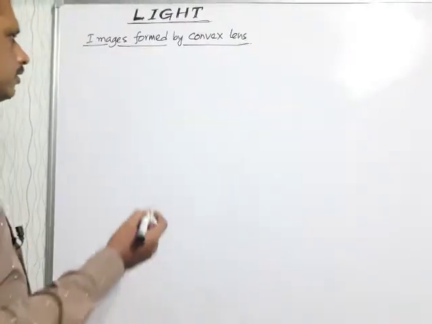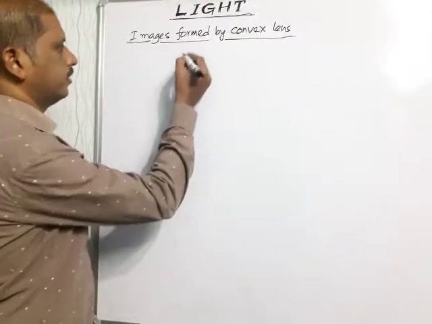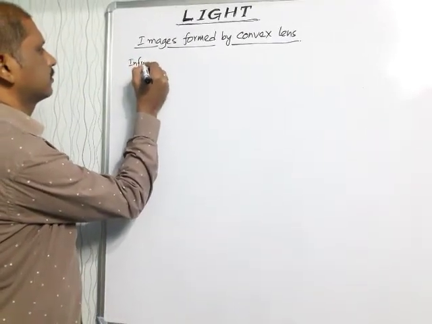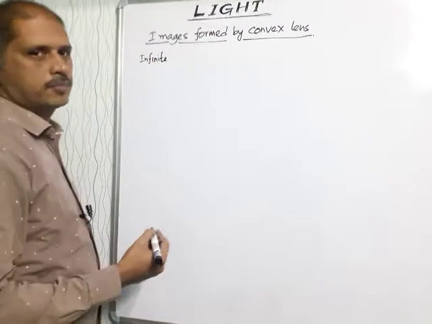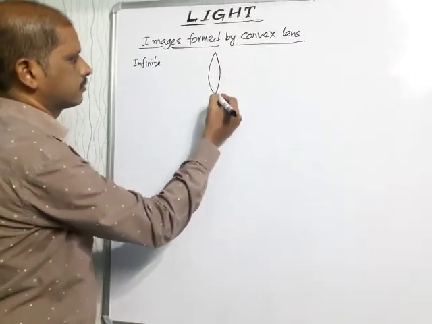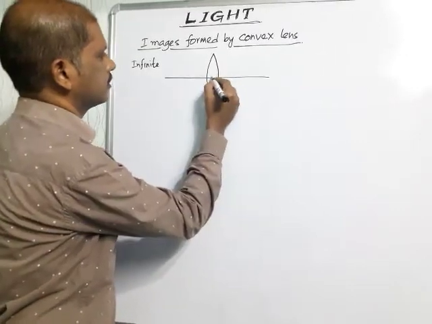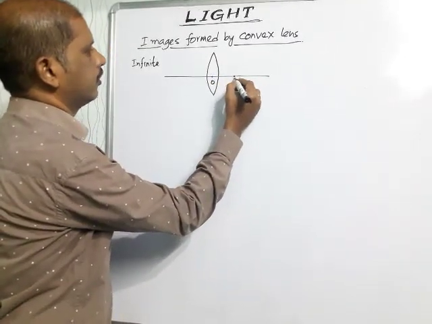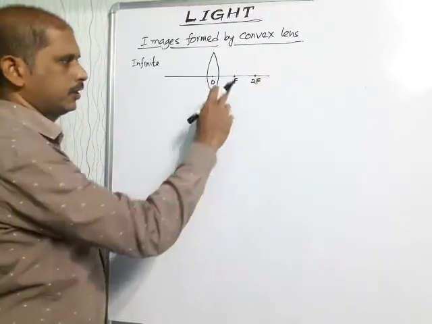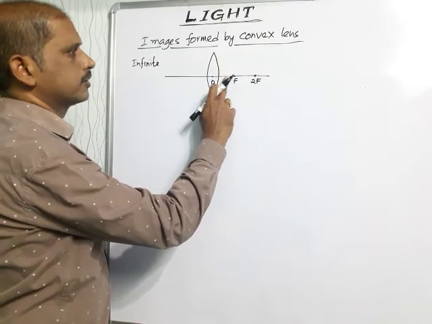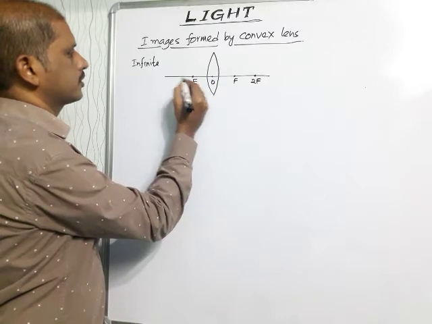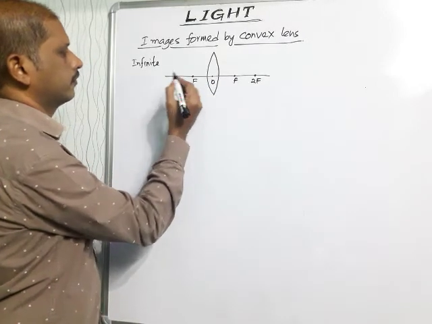First case, the object is kept at infinite distance. So this is a convex lens. This is the optical center. This is the focus, and this is the center of curvature, denoted with 2f. Why? Because focus is half of the radius of curvature. So this is also focus, 2f, center of curvature.